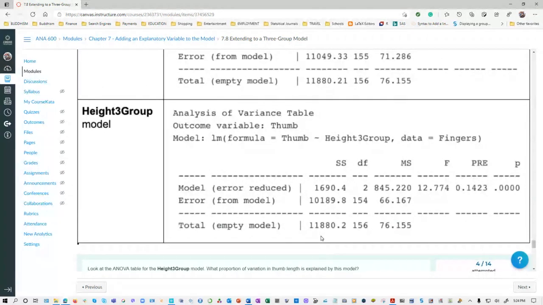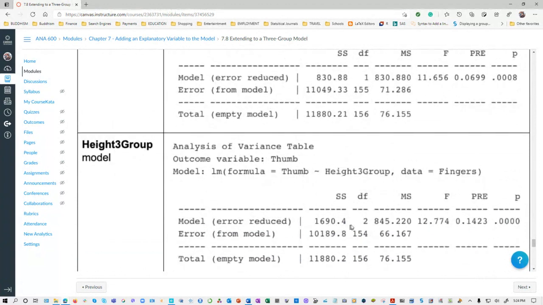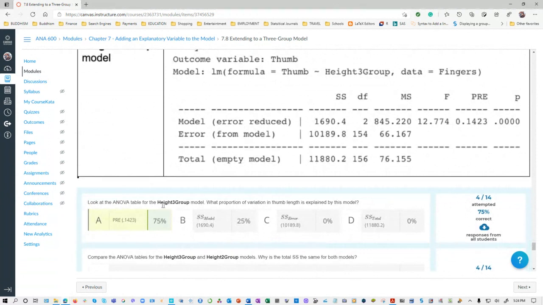The empty model leaves 11,880 unexplained, the sum of squares residuals. But if you go to the three-group model, it explains 1,690 of the residuals, and the explanation is higher than this one. Even this one is 40, this one 6%. Then unexplained, this one is larger, this one smaller. In that way, this is the best group. Look at the ANOVA table. What proportion of variation in thumb length is explained by this model, height 3 groups?